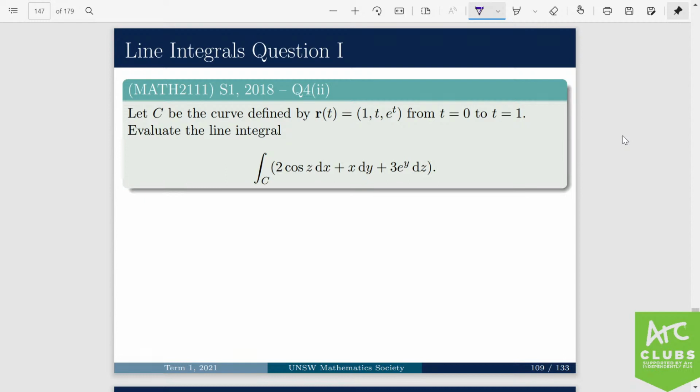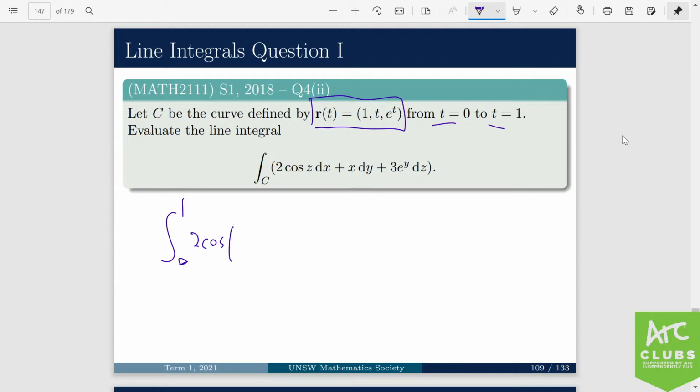So here we have a question. Compute the line integral. You can use the formula from the previous slide. Here our path is (1, t, e^t), so plug it in. The integral has bounds from 0 to 1, and 2 cosine.